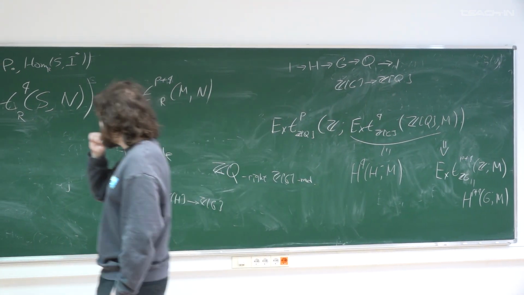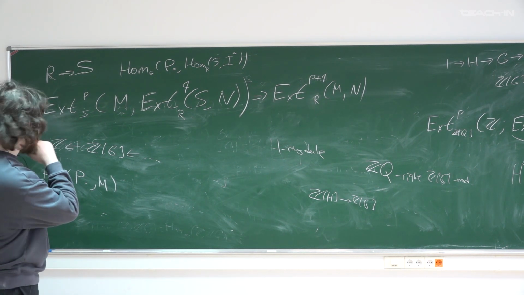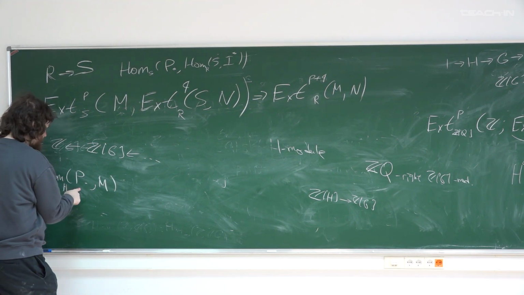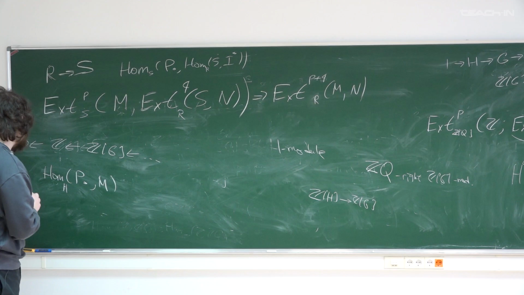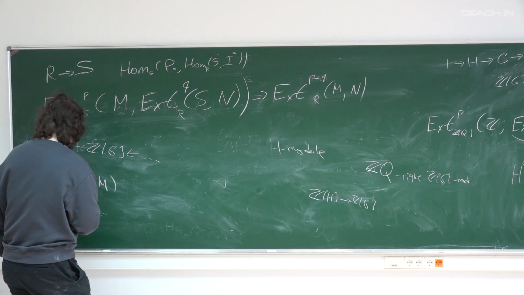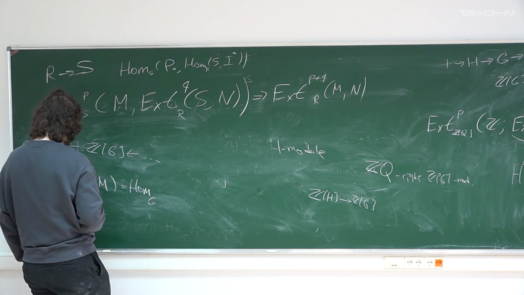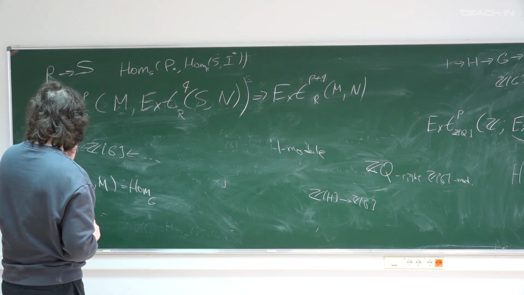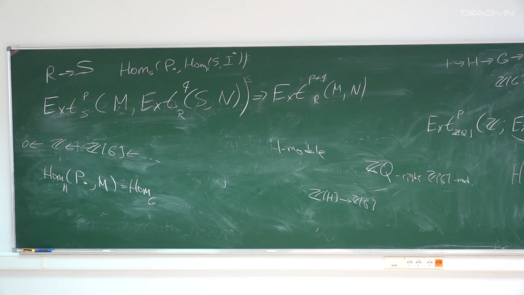What is on the other side? I have this free module over ZG. I just want to say that this is Hom over G from a resolution for ZQ to M.